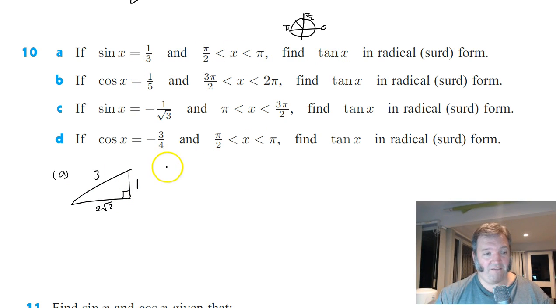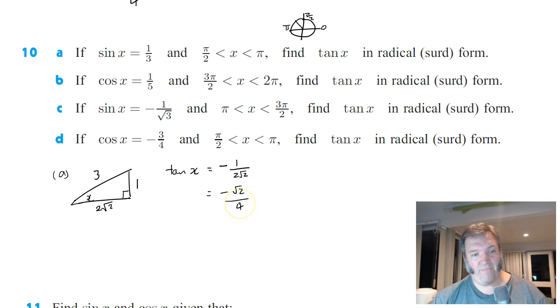Find the tan of x. So tan of x, well, this time it's x instead of theta. That was the opposite side. This is the adjacent. So tan of x in quadrant 2 is negative. So it's negative 1/2√2. Need to multiply top and bottom by √2, which is negative √2/4. And you have it.